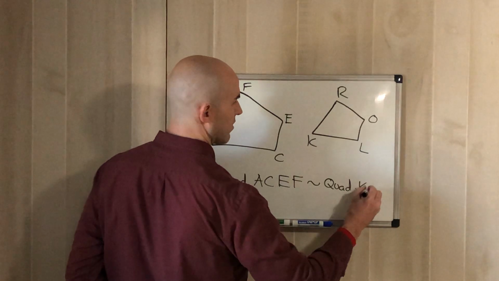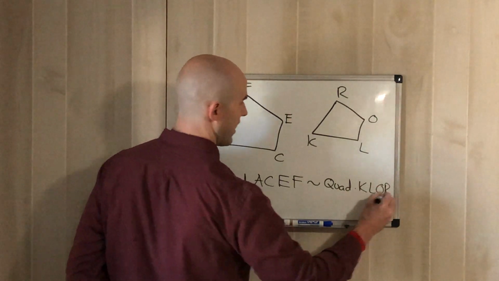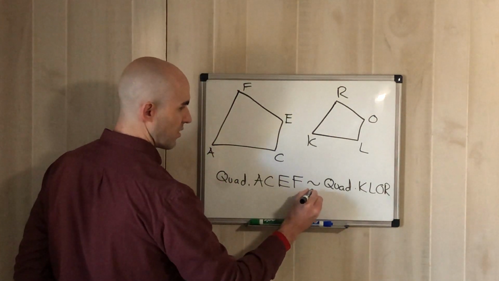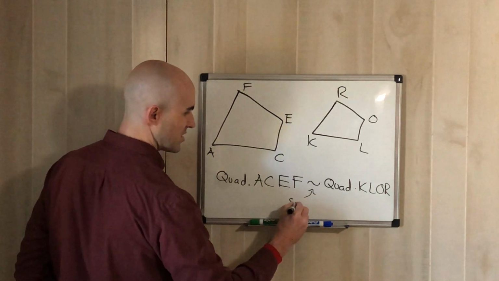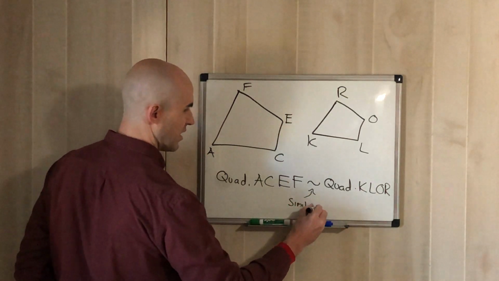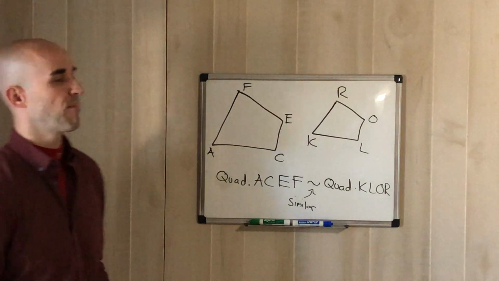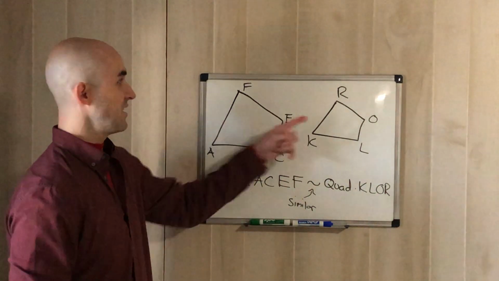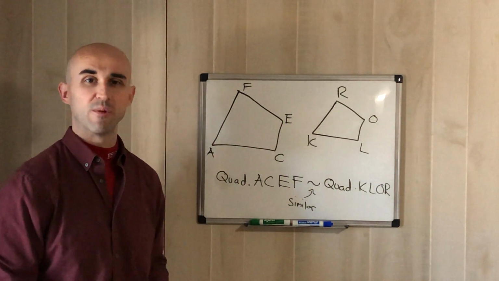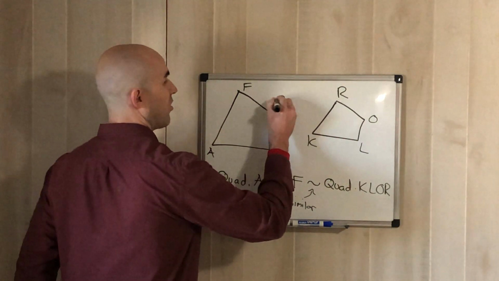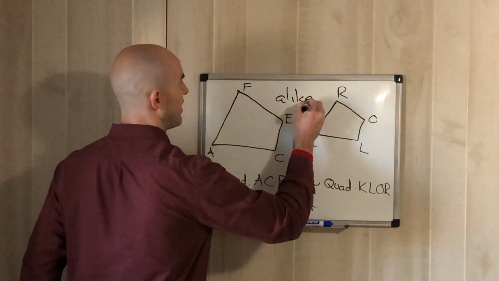It's a quadrilateral, K-L-O-R, right? So whenever you see this, all that just means is the word similar. Just the squiggly line represents the word similar, that these two figures are similar. And all similar means is that they are both alike, right?